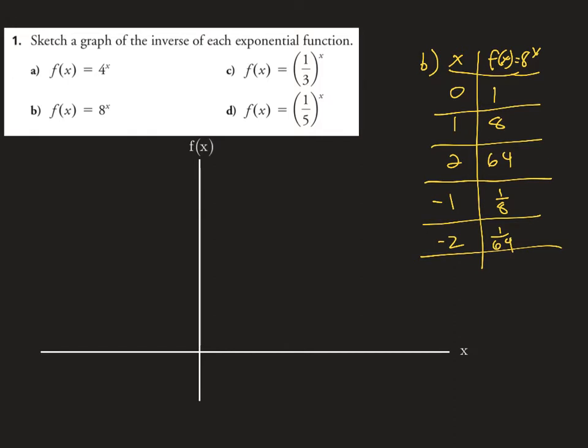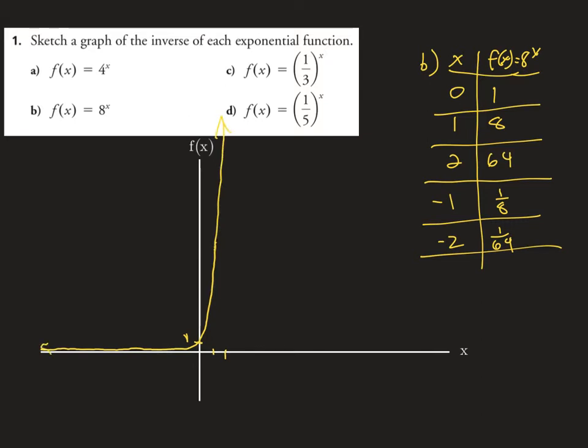So it's going to start over here. It's going to start really, really small. It's going to cross at 1. And by the time you get to 1, you're already at 8. And by the time you get to 2, you're already way off the charts here.